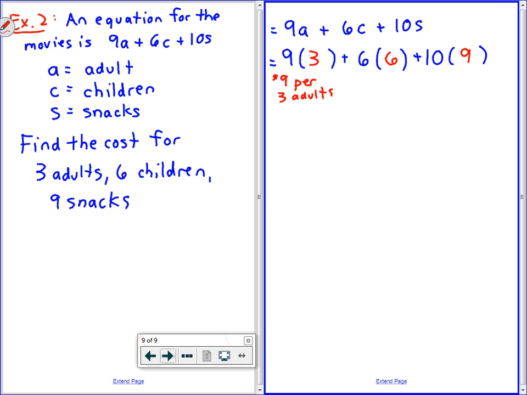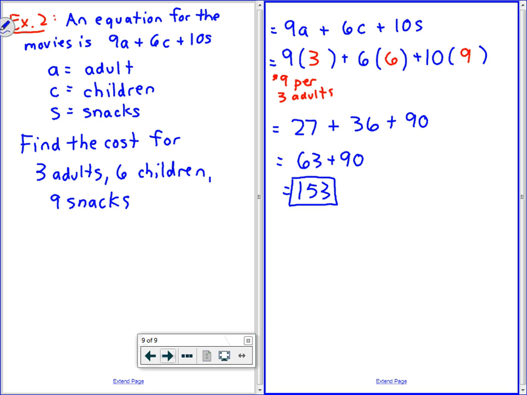Okay, Jonathan, since you're a calculator, you're my calculator boy. Jonathan, 9 times 3 is? 27. Good. 6 times 6 is? 36. Good, and 10 times 9 is? 90. And that should be then, oh my goodness, how's my math? 63 plus 90? Which is $153. Oh my goodness. So that's, I know, therefore it will cost $153.